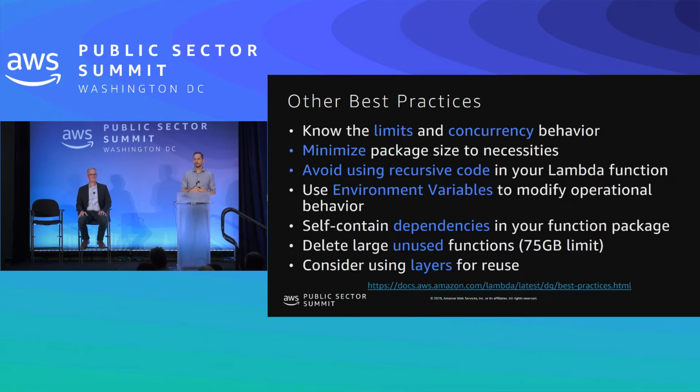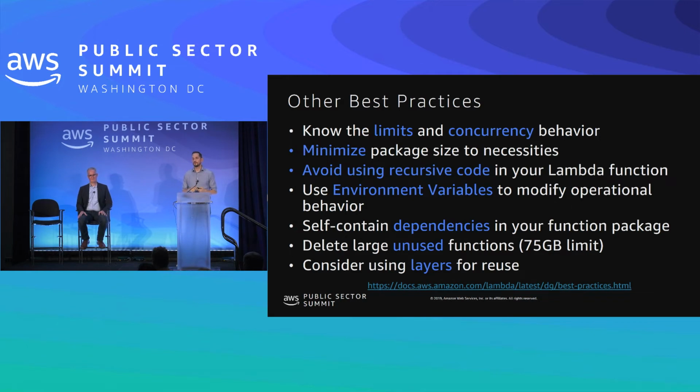Definitely use environment variables to modify your operational behavior. So the environment variables give you a way to parameterize and add arguments without having tons and tons of Lambda functions that you're storing for different things. So Lambda functions should be very purpose-built, but it's okay to parameterize if they're used in several places throughout that application.